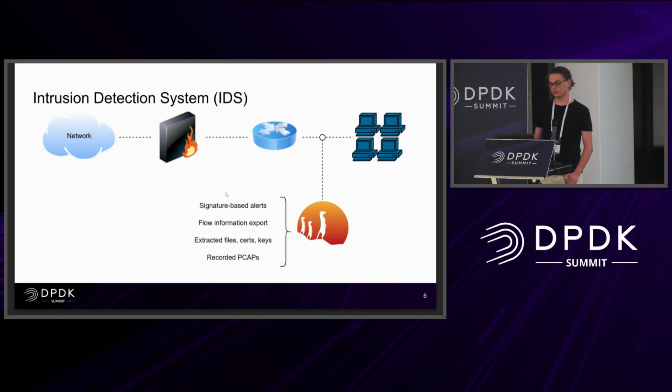So Suricata, as an intrusion detection system, lies behind the firewall in the network. It can issue signature-based alerts. It can export flow information. Also, it can extract files, certificates, keys, or record PCAPs for later analysis.